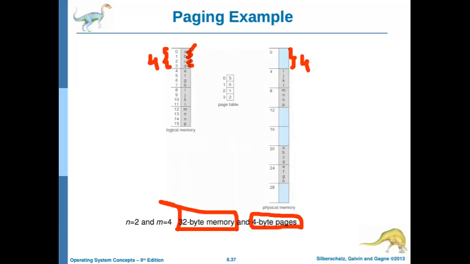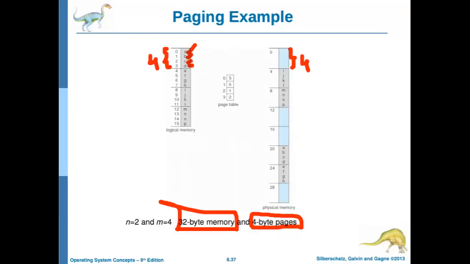32 into 8? No. Total memory size is 32 bytes. In other words, I have exactly 5 bits. 5 is the correct answer. Okay. How many pages will be there? Or how many frames will be there? How many frames will be there?